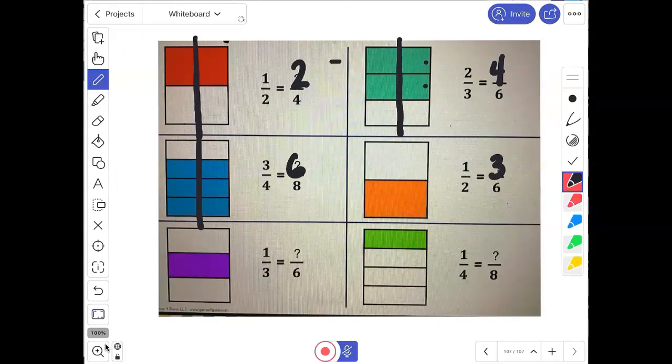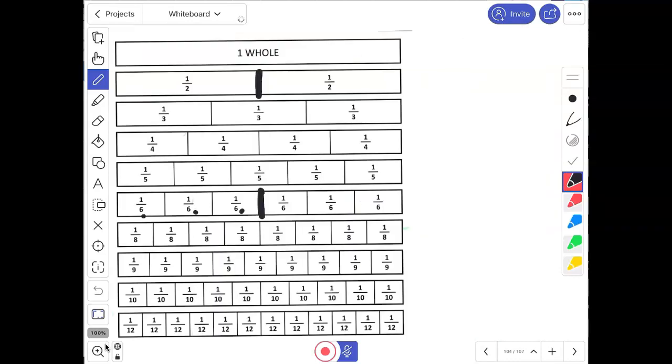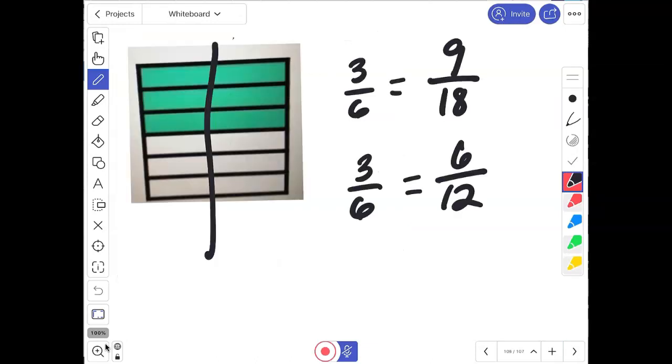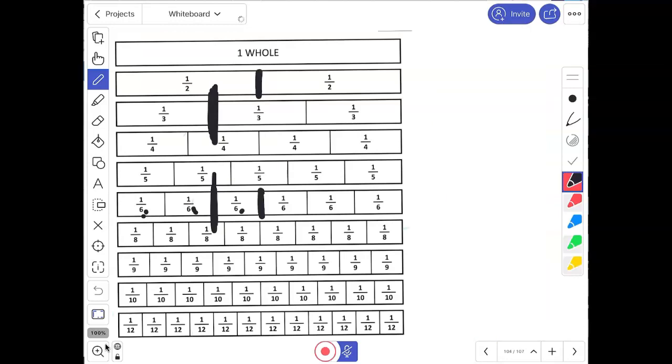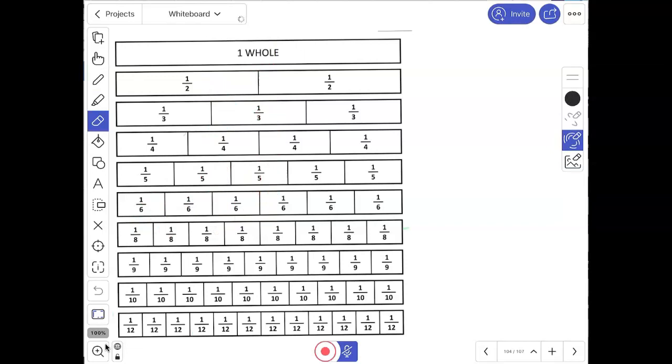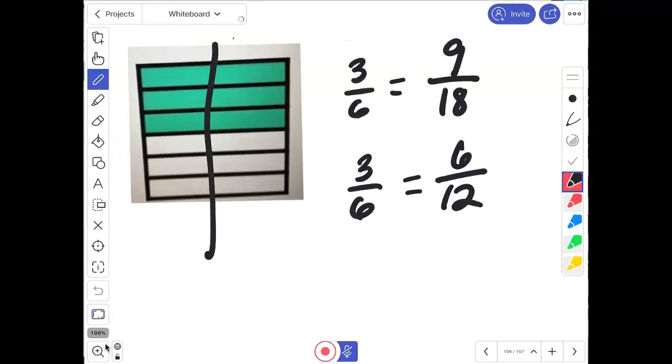1/3 is the same as how many sixths? That's a third. How many sixths is that? 1, 2. 1/4 is the same as how many eighths? So what I'm doing is I'm finding 1/4, going down to the eighths line and looking what lines up with it. 1, 2/8 is the same as 1/4.